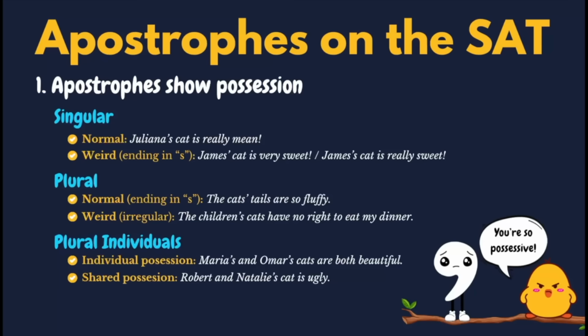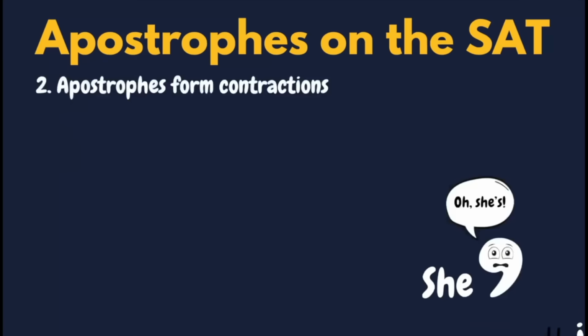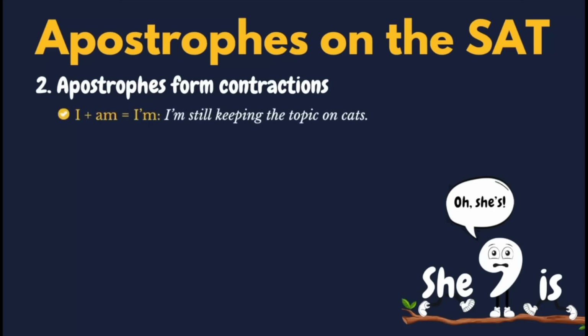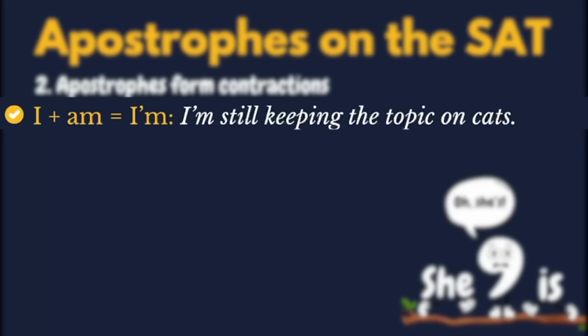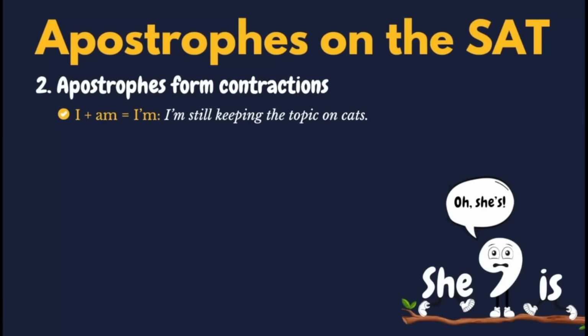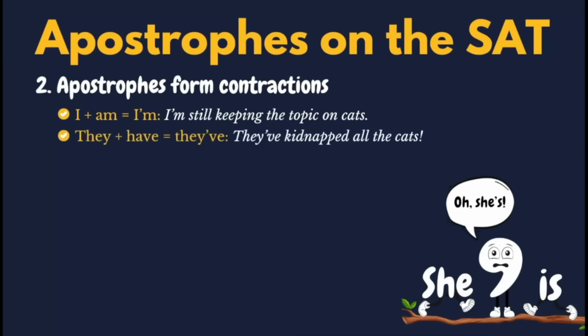Of course, we also have to keep in mind that apostrophes have a second thing they do, which is to form contractions. This is bringing two words together into one. And the way that they do this is by sticking themselves in the middle of the new word to replace any letters that we lost. So you can see I plus am is I'm, right? The apostrophe goes right in the middle there. It replaces the A that we lost. We can see this in a lot of common contractions.